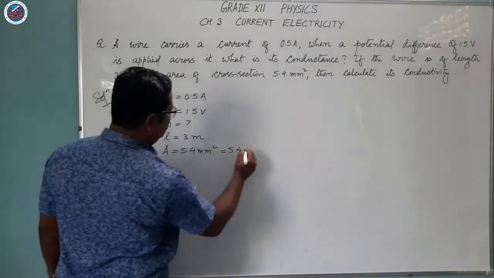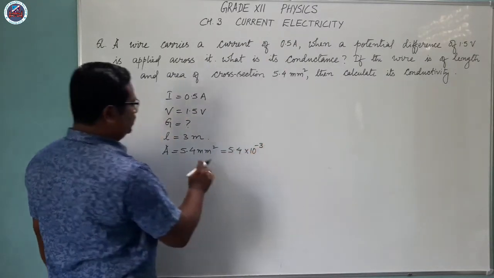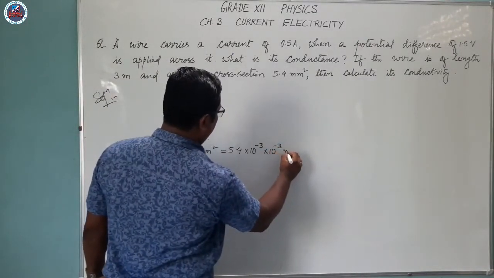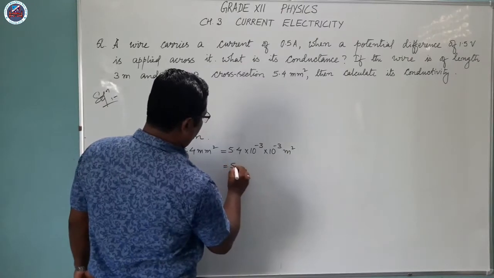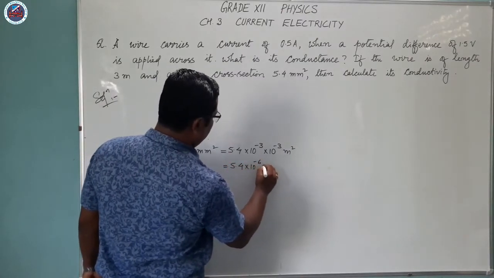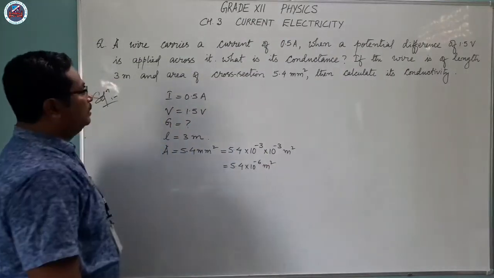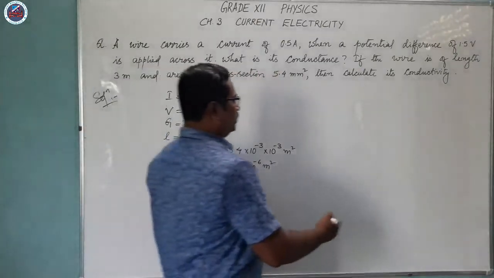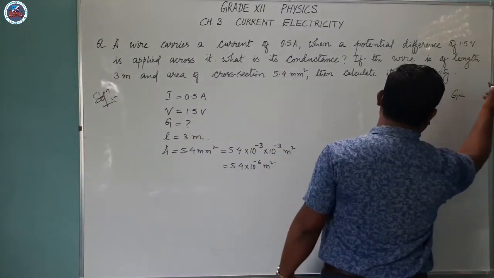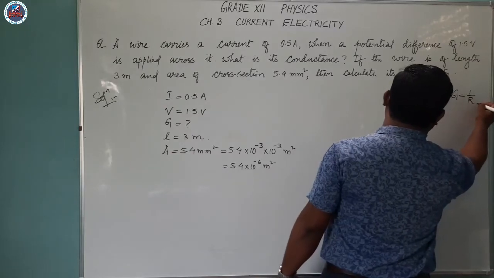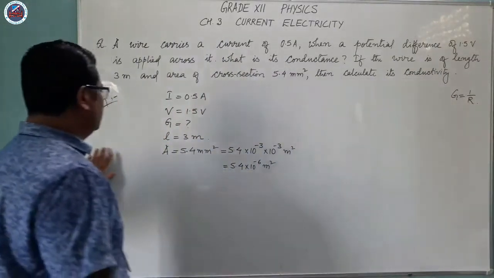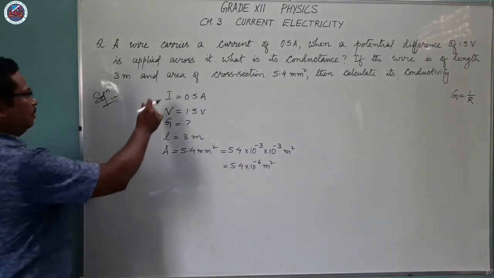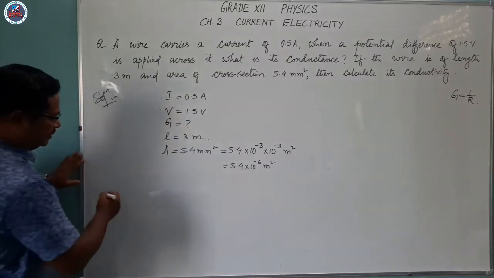This is not an SI unit, so we'll make it in meter square. 5.4, 1 millimeter will be into 10 to the power minus 3. You have a square, so I'll write into 10 to the power minus 3 to become meter square. So ultimately it will be 5.4 into 10 to the power minus 6 meter square. Now let us see what to find. What is its conductance? You know the formula of conductance. G is equal to reciprocal of resistance. Resistance here is not given. So using Ohm's law, we can find out the resistance.